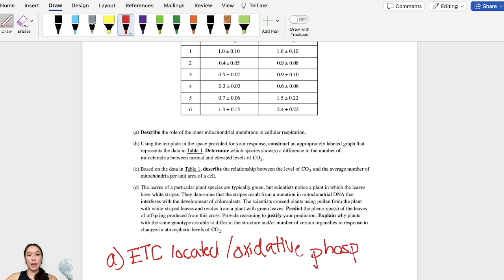You can say it allows the building of a gradient, because if you didn't have that inner mitochondrial space, you're not going to be able to produce your gradient. Okay, so because you have 2 membranes, that space in the middle can be used to make a gradient. So it aids in the ability to make a gradient.